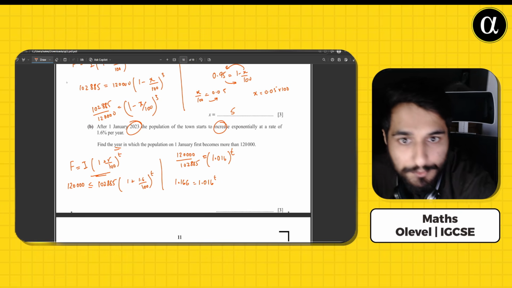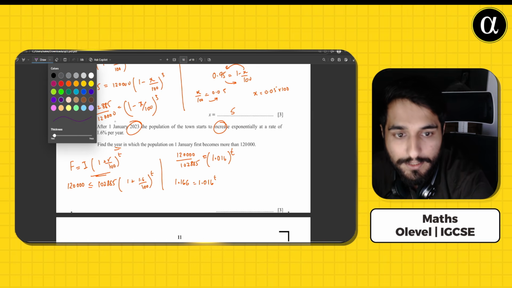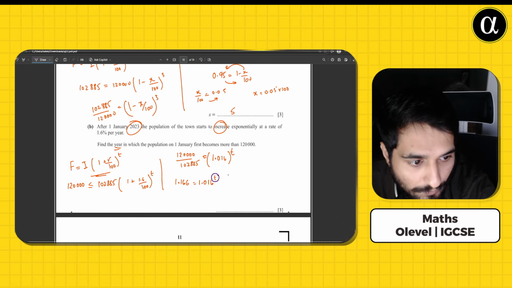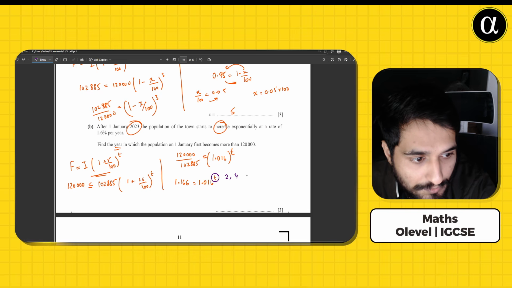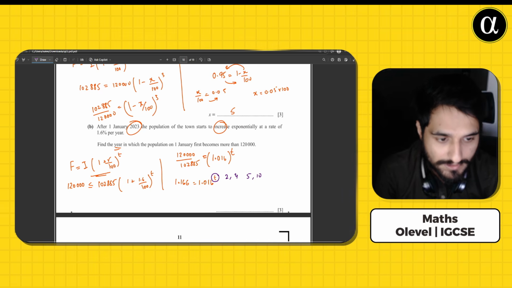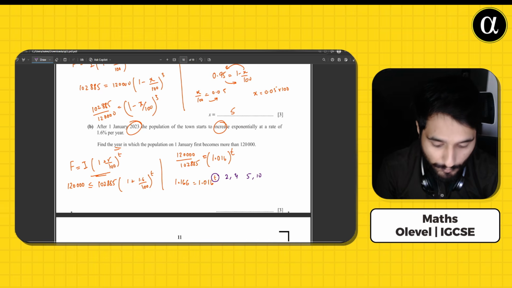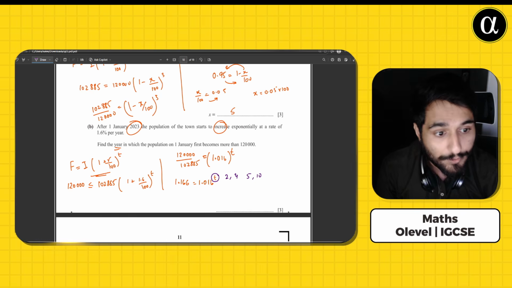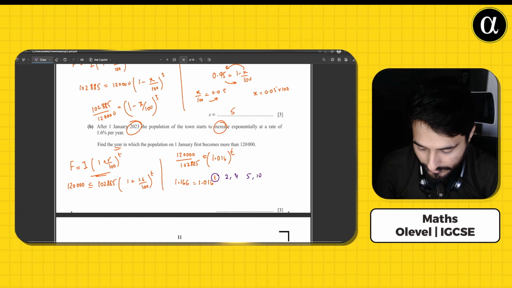Now we need to do trial and error. We discussed this last time as well, that we need to do trial and error to find this value of t. Now what will we do? We will randomly plug in values of, let's suppose, 2, 4, 5, and maybe 10, and let's see where this value turns out to be the same as 1.166. 1.016 to the power, let's try 1.016 to the power 5. This is 1.08. It's still not close, so maybe let's use 10. So for 10, it turns out to be 1.17. It's greater. Let's see, 1.016 to the power 9.